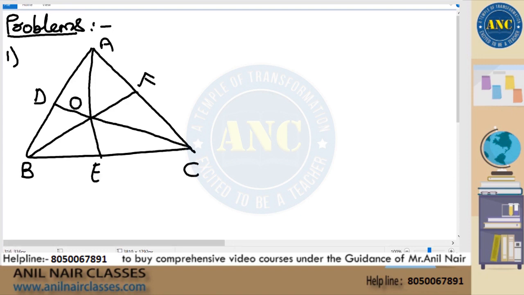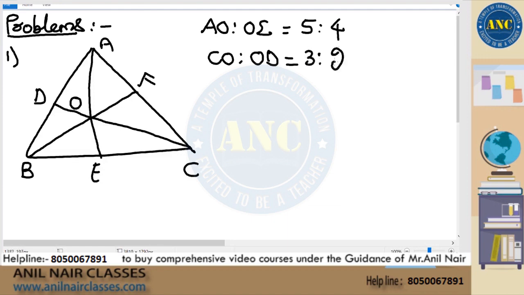First question: AO is to OE is 5 is to 4, and CO is to OD is 3 is to 2. The question is to find BO is to OF.